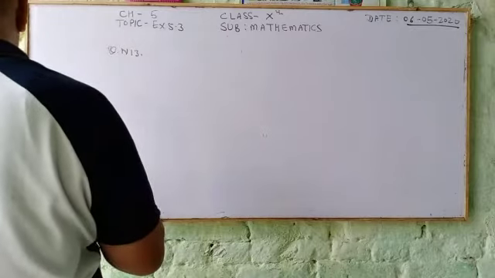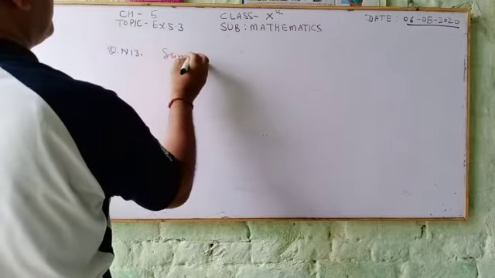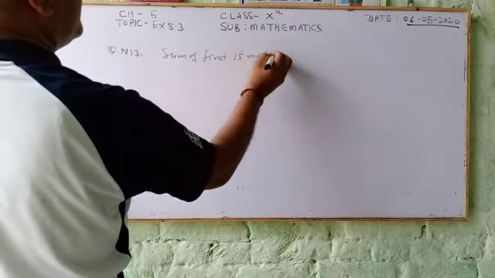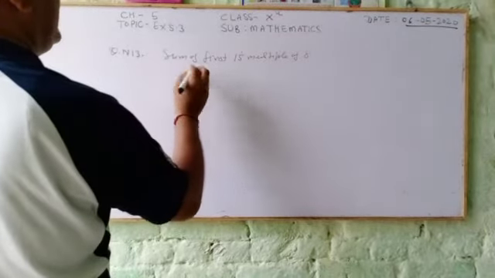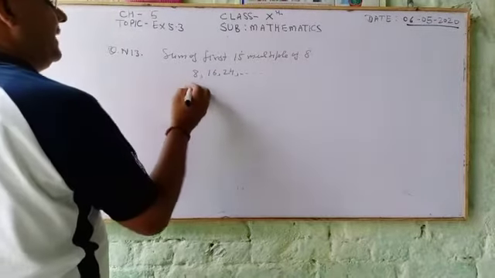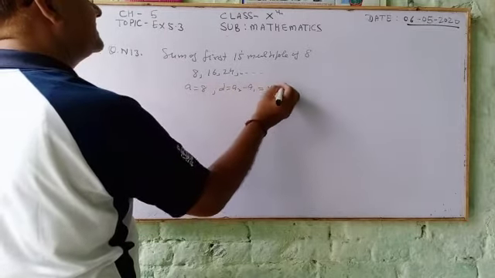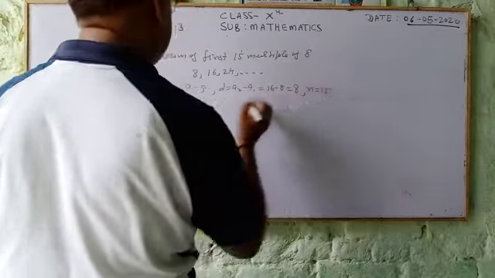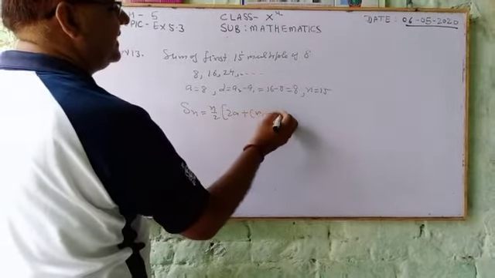Find the sum of first 15 multiples of 8. Sum of first 15 multiples of 8, that is 8, 16, 24 and so on. So a becomes 8, d equal to a2 minus a1, 16 minus 8 equal to 8, and n equal to 15. So Sn equal to n by 2 into 2a plus n minus 1 into d.